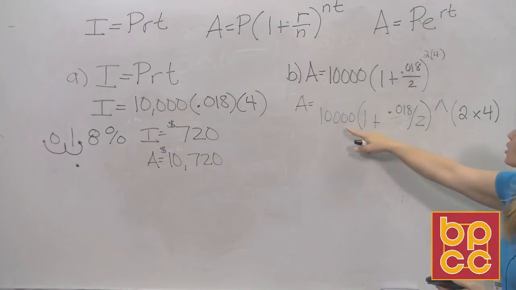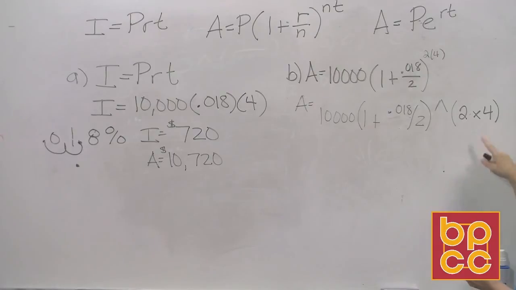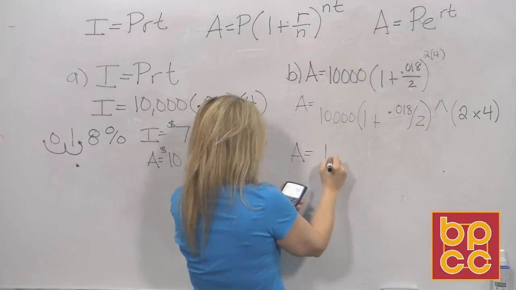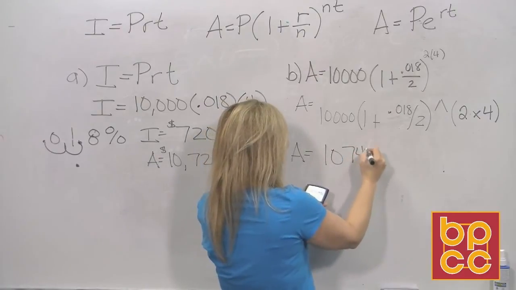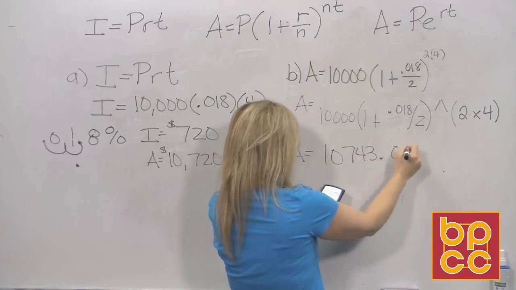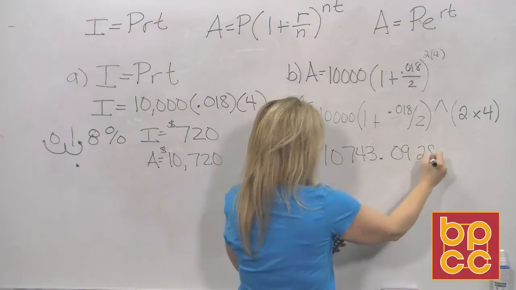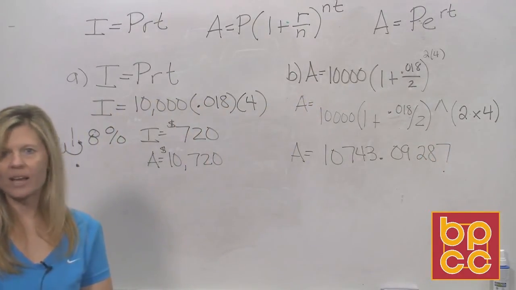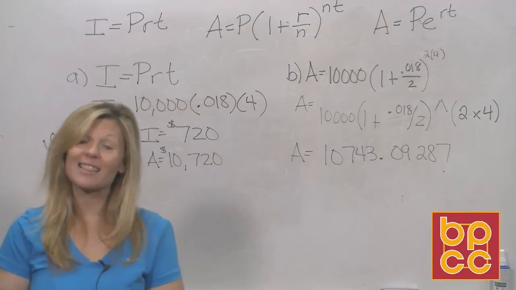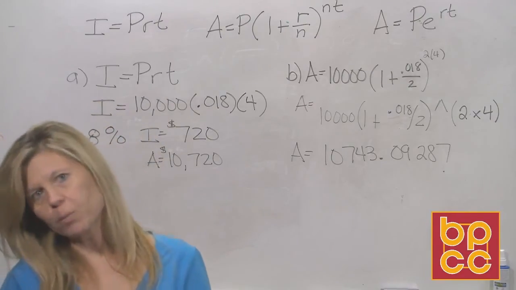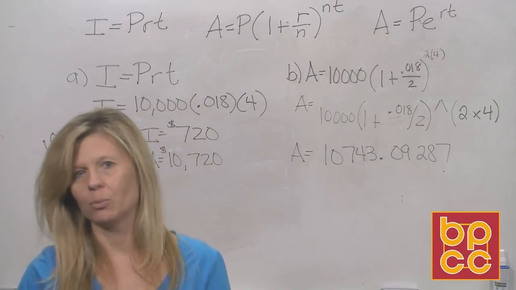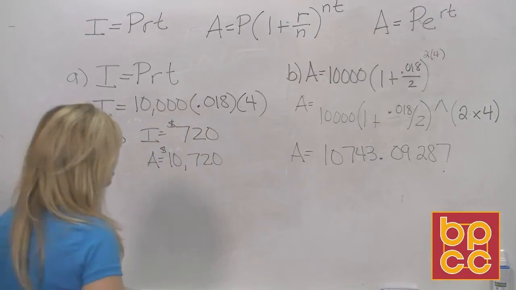So what I've written here is what you should see in your calculator screen. We're going to hit enter, and we're going to get 10,743.09287. Now, did the directions say to round it? No, they did not. But here's where you've got to think. This is a real-life word problem. We're dealing with money. What is the bank going to round it to? That's right, they're going to round it to the nearest penny.